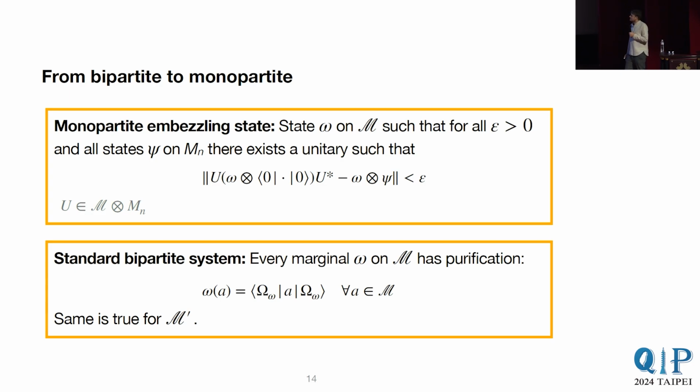The second notion that we need throughout the talk is that of a standard bipartite system, which is again something that we have in the usual tensor product framework if Alice and Bob have the same Hilbert space dimensions. Namely, every marginal of Alice, meaning every state here on M, has a purification in our Hilbert space in this sense. A state just assigns an expectation value to operators in the algebra, and this can be done with a vector in the Hilbert space, and the same is also true for Bob, so for the commutant of our algebra. Okay, so these are the assumptions that we will take throughout the talk.